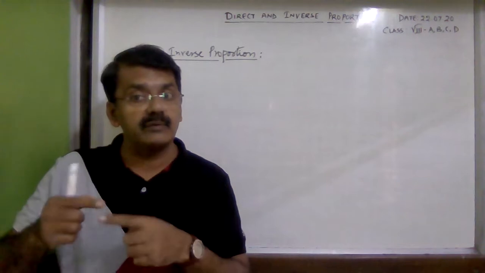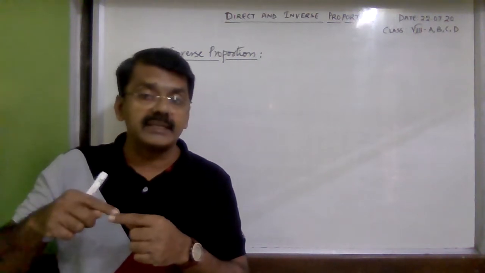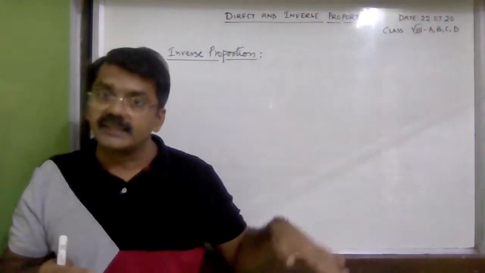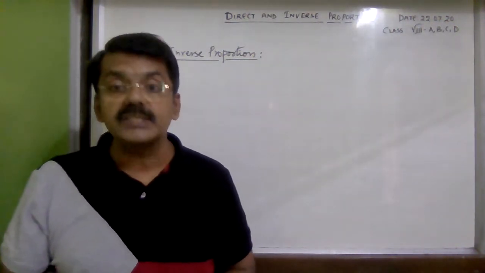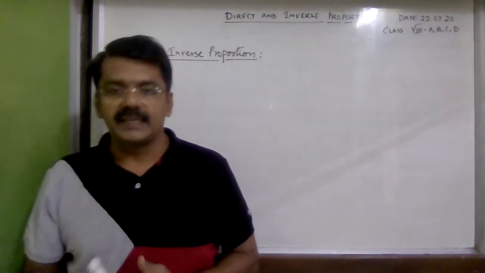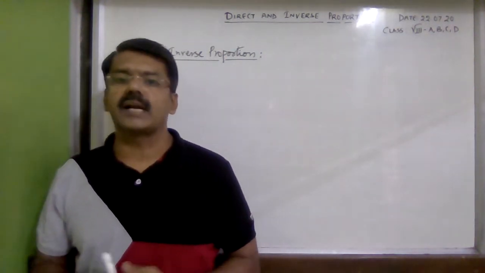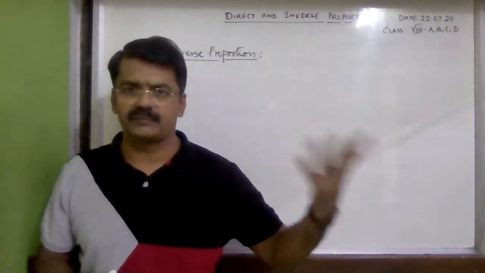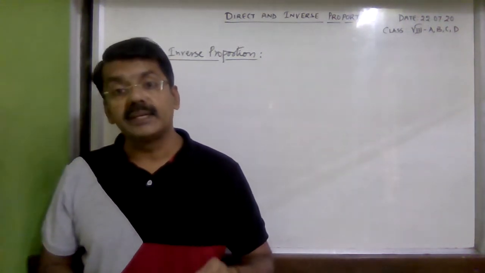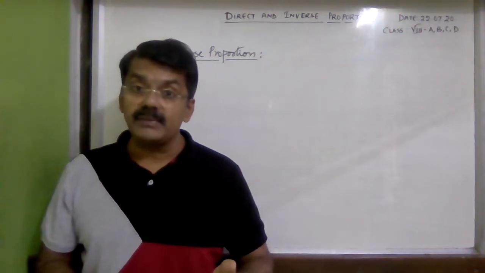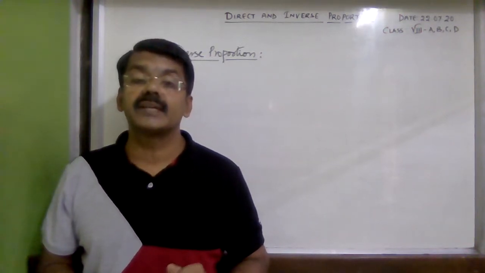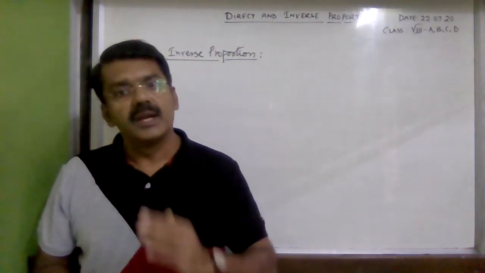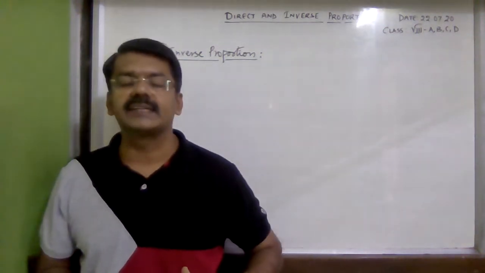So here you can see, when we are increasing the number of laborers, the days taken to complete that work is reduced. So they are in inverse proportion. Clear? Another example, suppose there is a car and the car has to cover a certain distance, say 200 km or 300 km. If you increase the speed, the time taken to complete the journey will be reduced. More speed, less time.